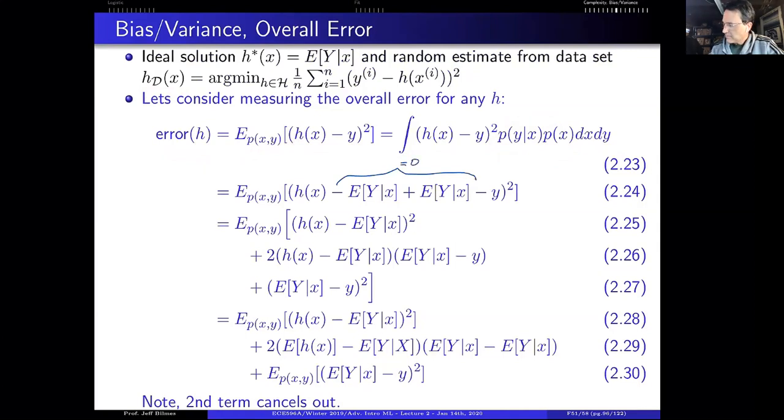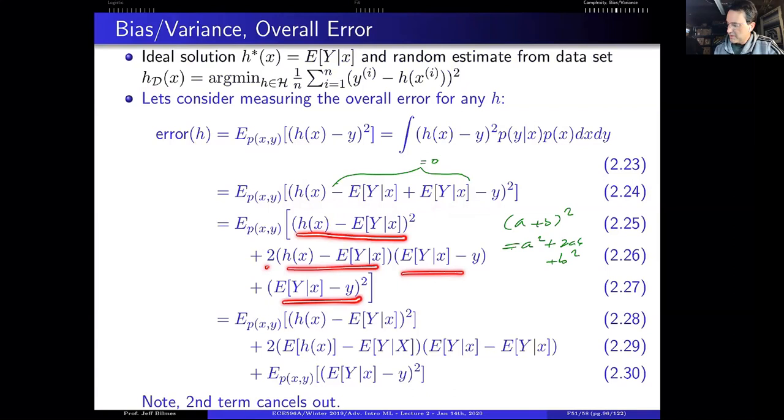I'm going to use a different color for that, something more distinct. This whole thing is equal to 0. It's E of Y given X minus E of Y given X, so you can see that all of this is equal to 0. Therefore it's equal to that. But now we have H of X minus E of Y given X plus E of Y given X minus Y, quantity squared. And so we can complete the square. That's the same as A plus B squared, which is equal to A squared plus 2AB plus B squared. Just completing the square.